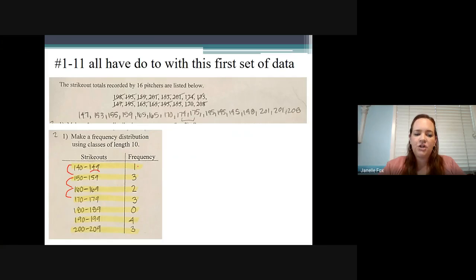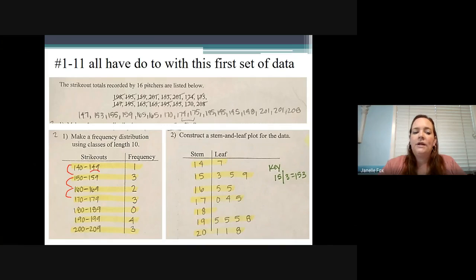I filled in my frequency chart, which gave it a 1, a 3, a 2, a 3, a 0, a 4, and a 3. And yes, I know that there's 0 right here for the 180 to 189, but that's beautiful. The second question asks you to construct a stem and leaf plot.